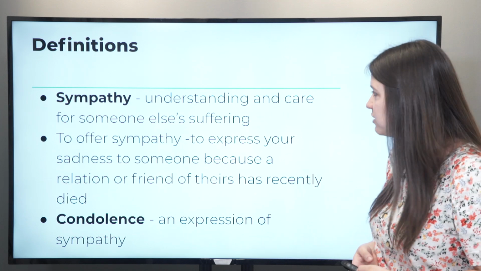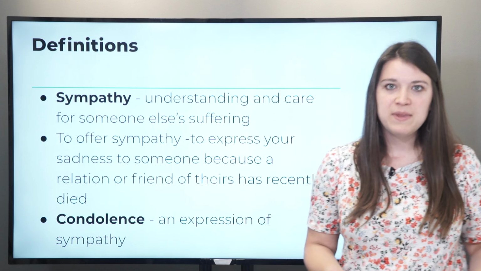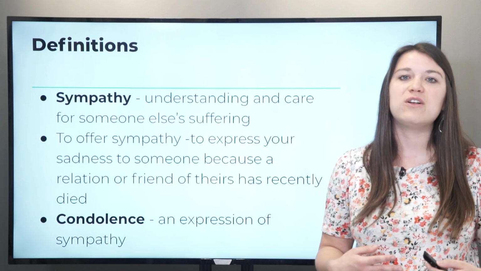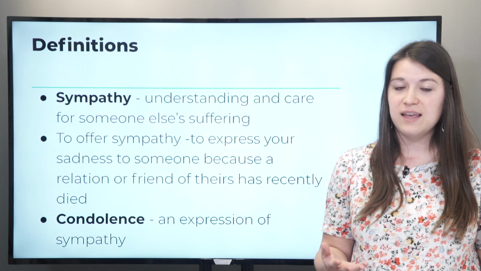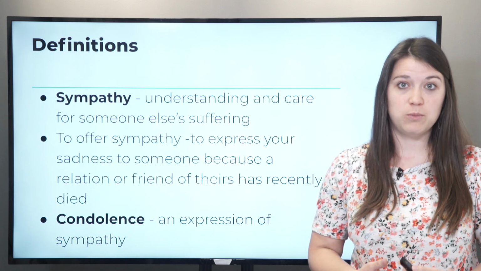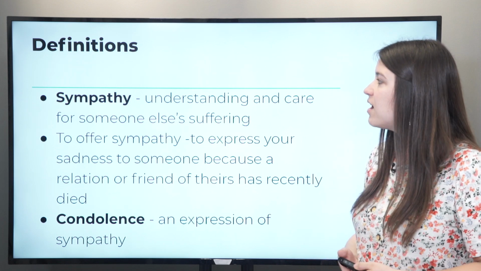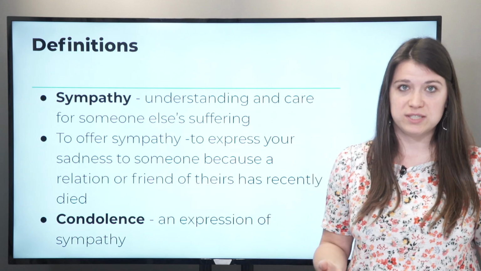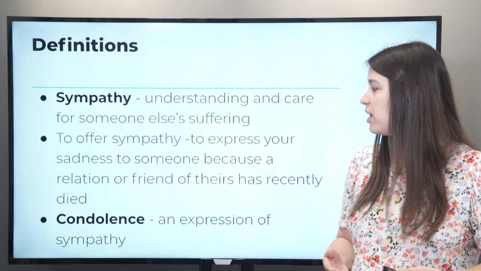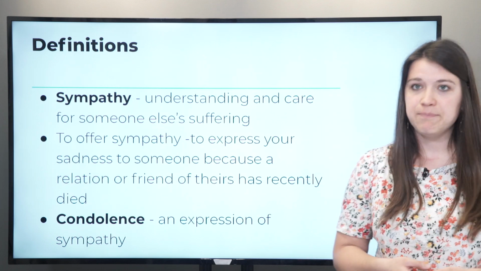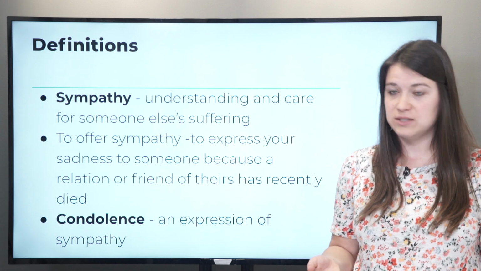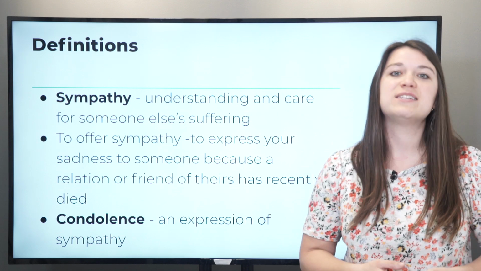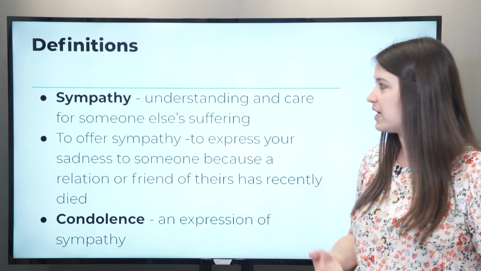So let's start with a few definitions. Sympathy, what is sympathy? This means understanding and care for someone else's suffering. If we feel like we understand what someone is feeling, especially when they've lost someone, then you feel sympathy. Now, when you offer sympathy to someone, you express your sadness because one of their relations or a friend has recently died. A synonym of this is condolence. This is an expression of sympathy to someone. We're going to be talking about these two words as we go throughout our class, sympathy and condolence.